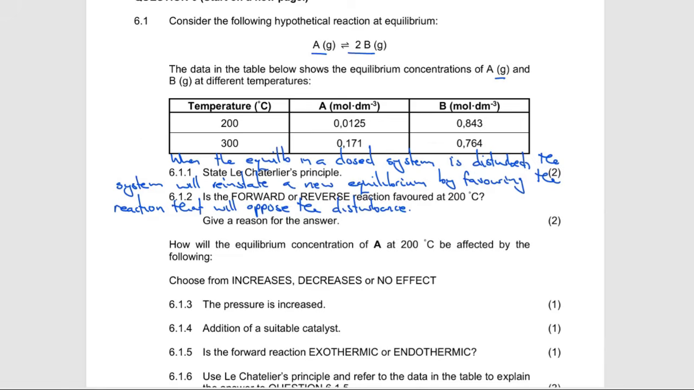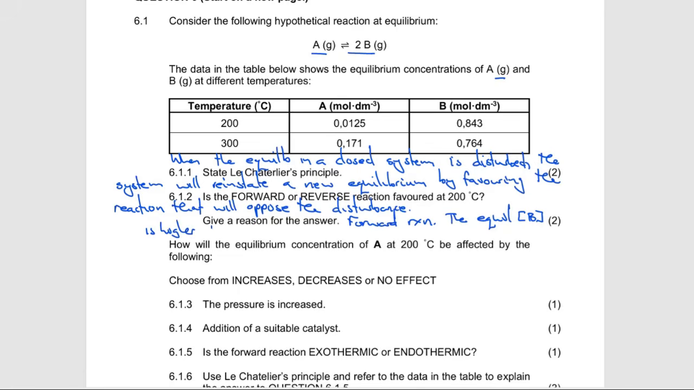We were supposed to state the Le Chatelier's principle. Then question 6.1.2 says, is the forward or reverse reaction favored at 200 degrees? In terms of our answer, I'm going to say forward reaction. Now why is that so? The equilibrium concentration of B is higher than A.